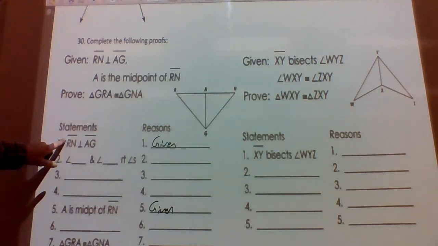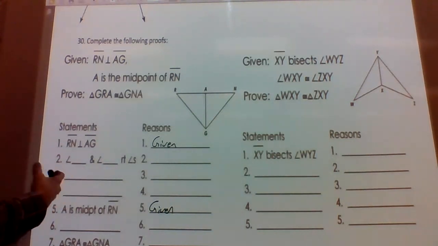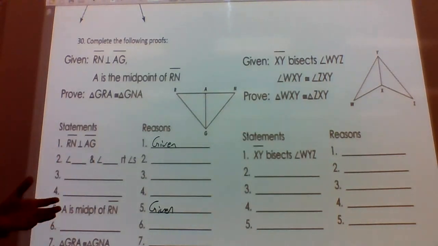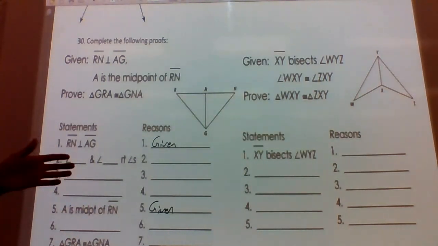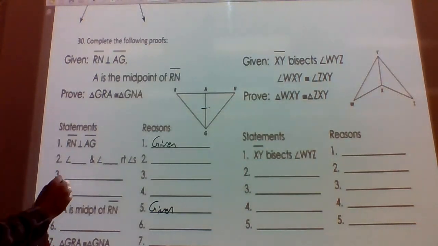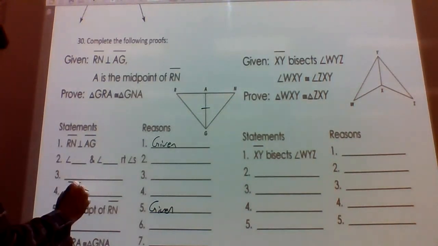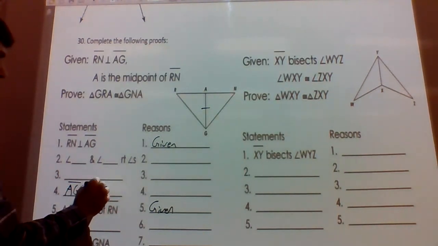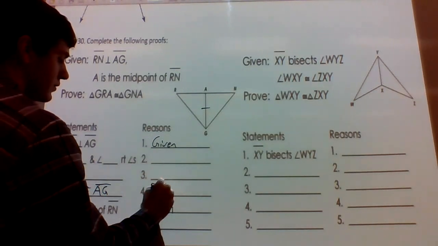Okay, so what do we look for? Right now we have zero corresponding parts that are congruent. So let's use what's given. Our first step is to look for shared sides or vertical angles. Let's just follow our process. Do we have any shared sides or vertical angles? Yes, we do. We have a shared side. So AG is congruent to AG by the reflexive property of congruence.